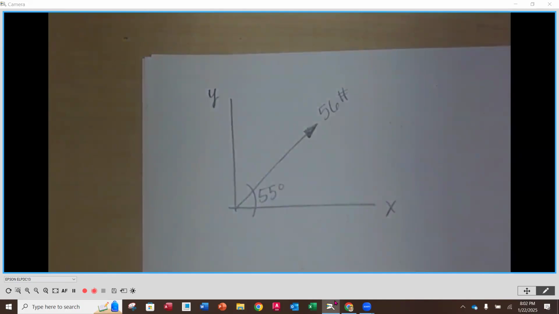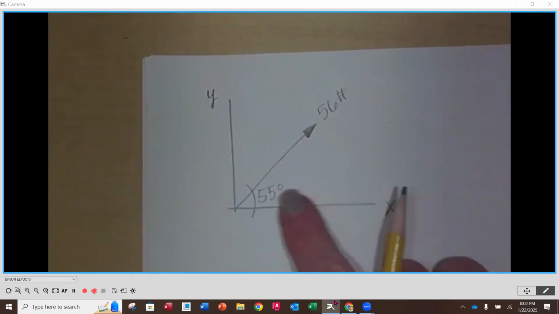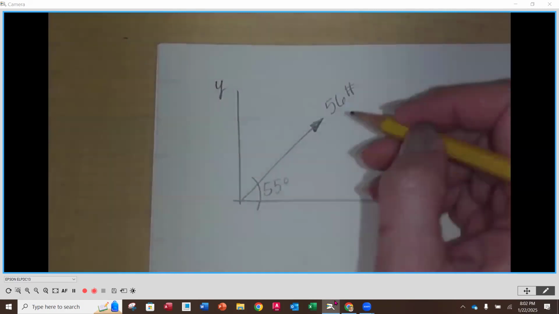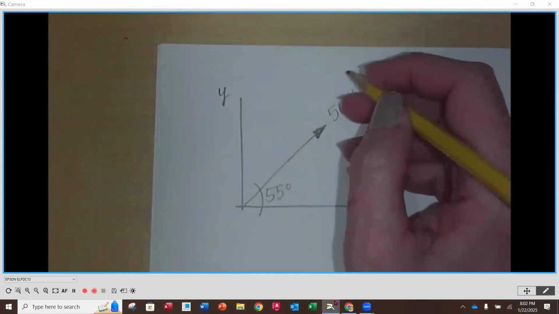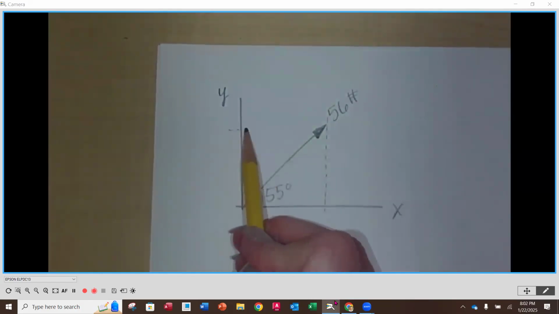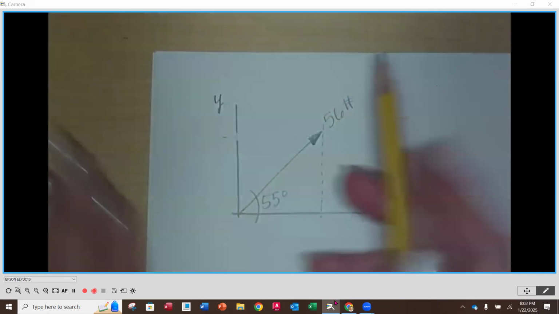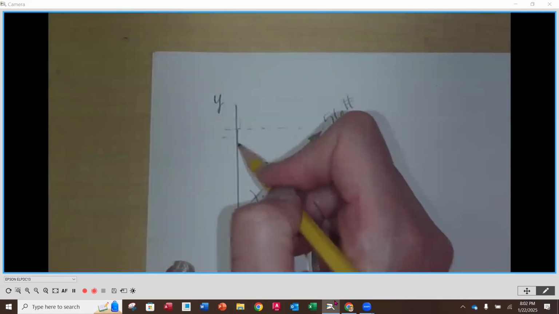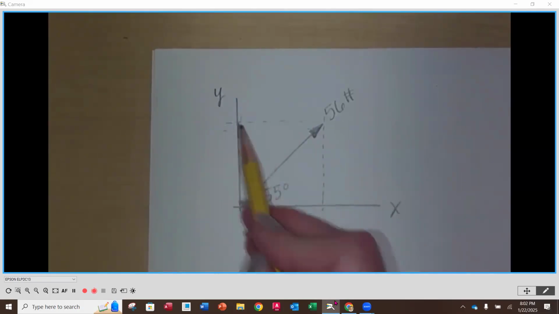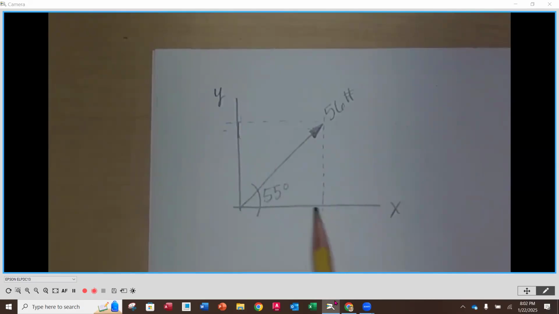Now, to determine the X and Y components, the X and Y components are going to be the equivalent horizontal and vertical forces that cause the same net effect as the 56 going up at 55 degrees. So what we do is through the endpoint of our 56 pound vector, we're going to draw a vertical line going down and a horizontal line going across, okay? Where those intersect, those lines represent parallel lines to the opposing axis.